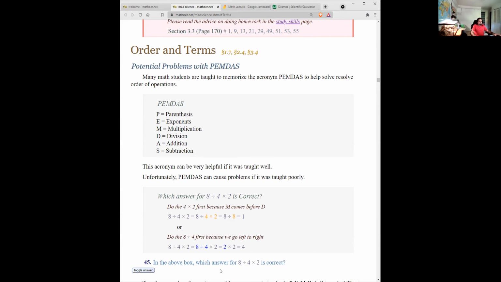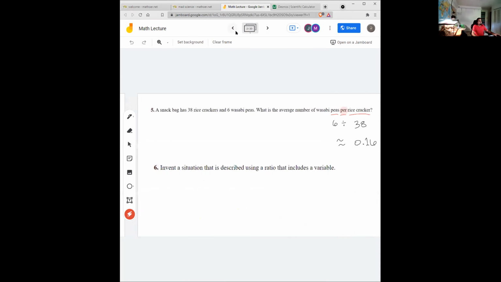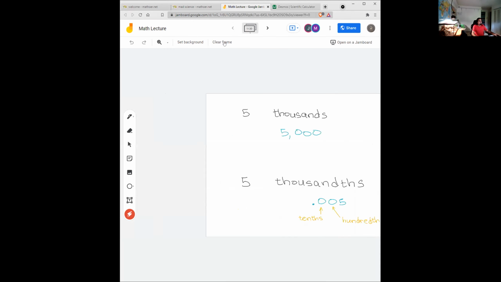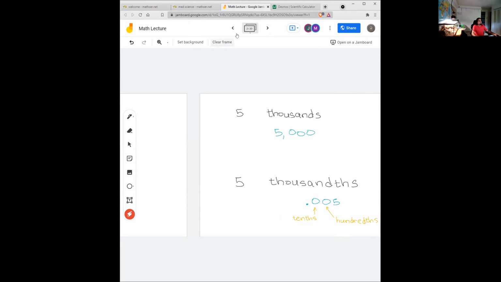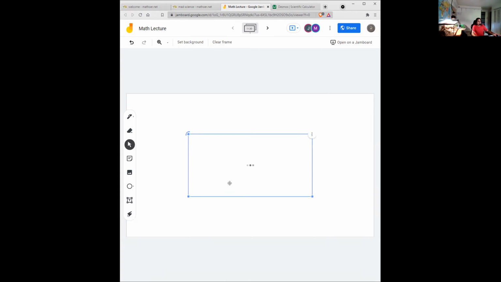Okay, so I'm going to take this thing and put it on the Jamboard. A little mouse cursor showing. I'm going to get rid of those things. Okay, I definitely think we want a clean Jamboard today.